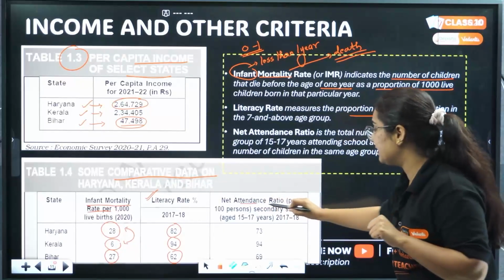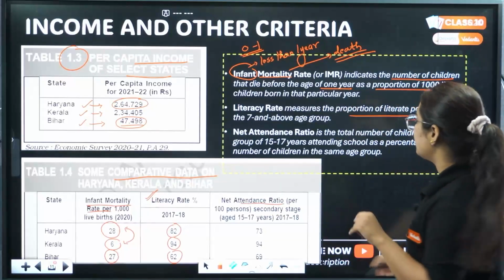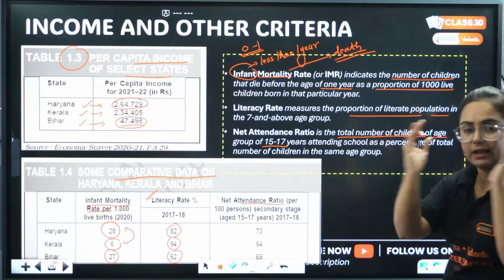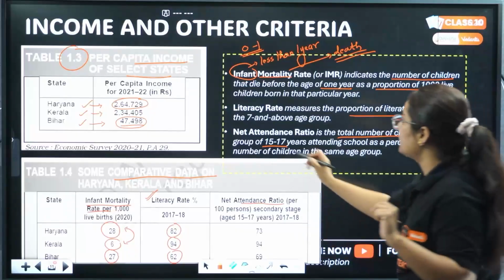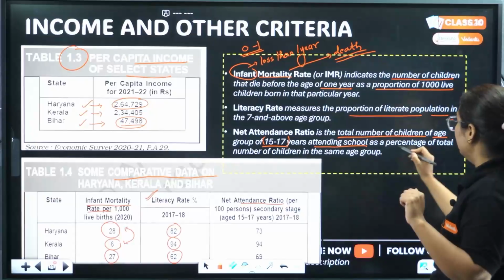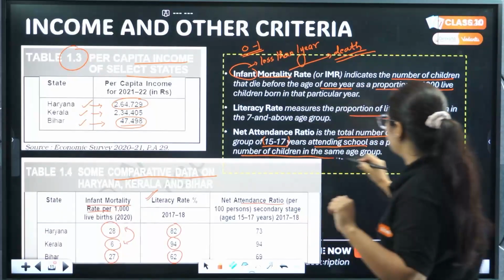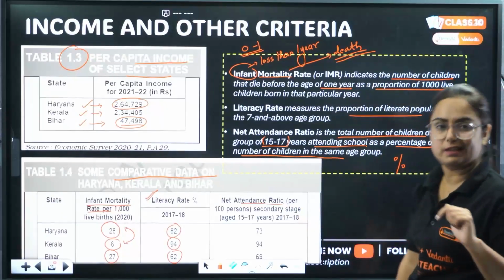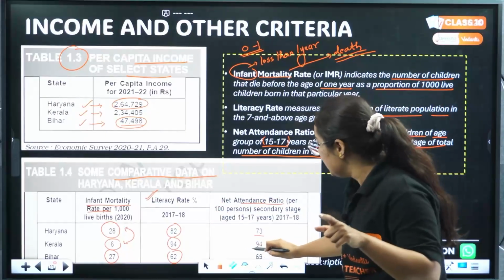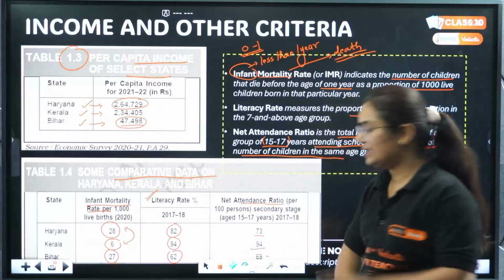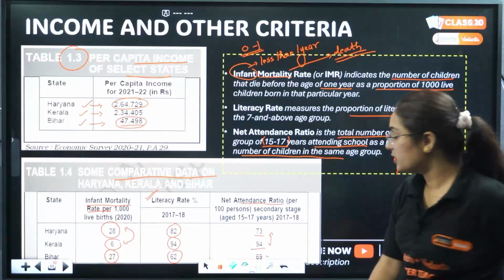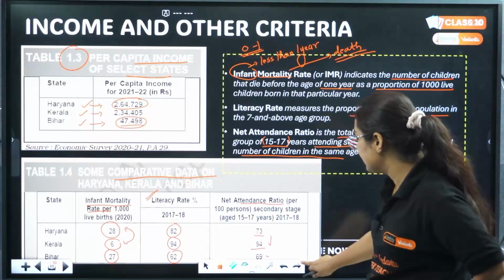Next is the net attendance ratio. What's the net attendance ratio? We chose an age group of 15 to 17 years, and we saw how many of them are attending school as a percentage of the total number of children in the same group. The percentage is 73% in Haryana, 94% in Kerala, and 69% in Bihar, which is pretty clear. Here too the most is in Kerala. The students going to school are the most in Kerala.